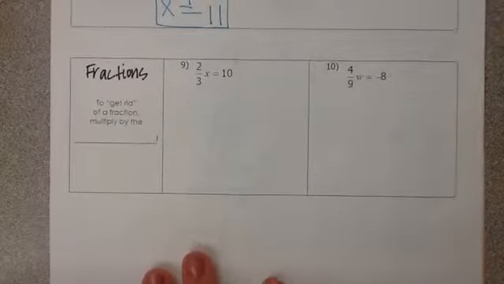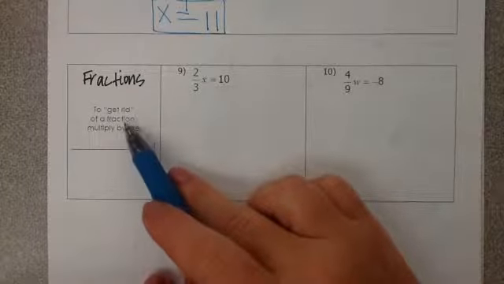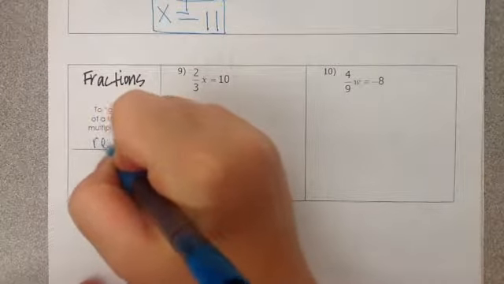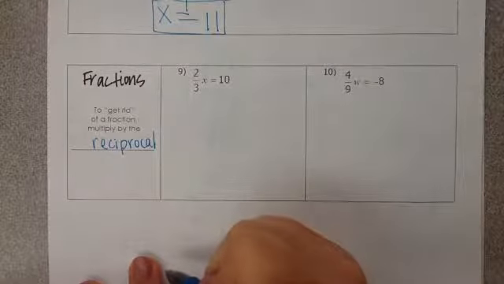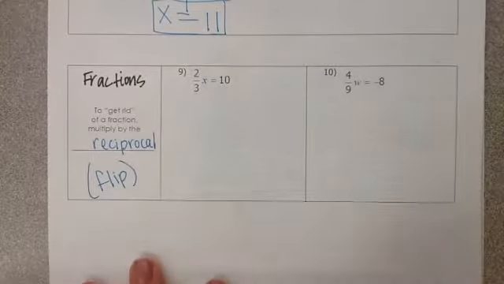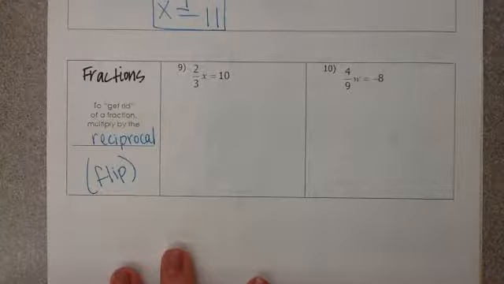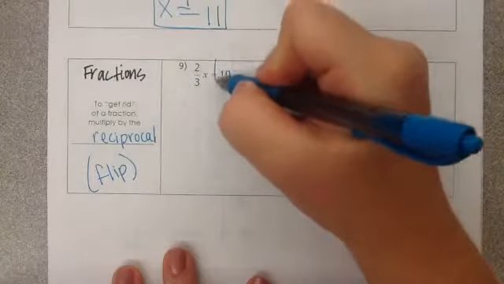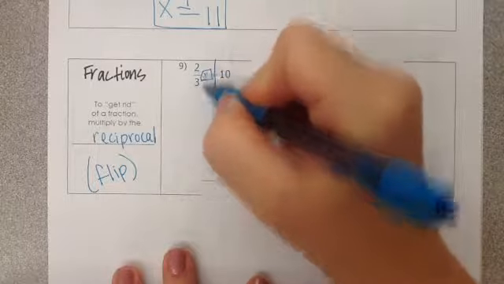The last thing we need to talk about is if we have fractions connected to our variable. To get rid of a fraction, we are going to multiply by the reciprocal. And the reciprocal is just the fraction flipped. So we're going to multiply by the flipped fraction. So if I look here, I have a times a fraction.